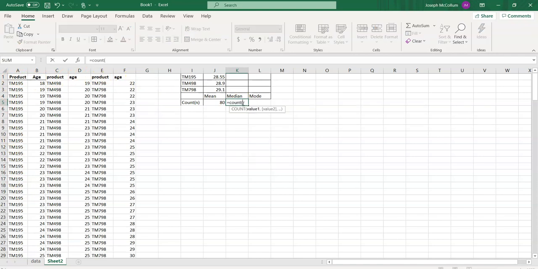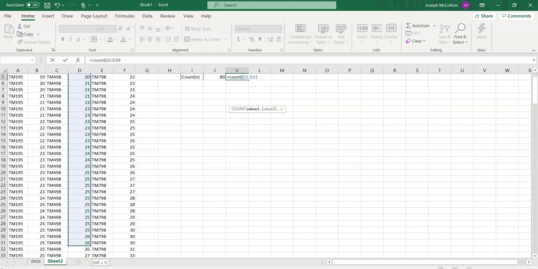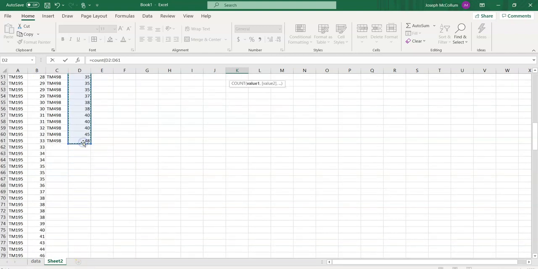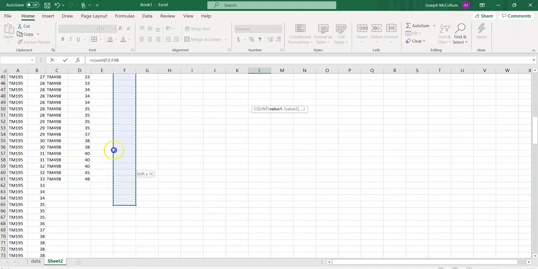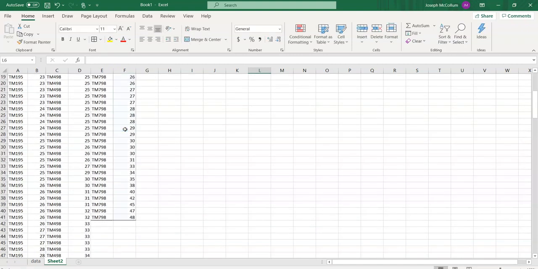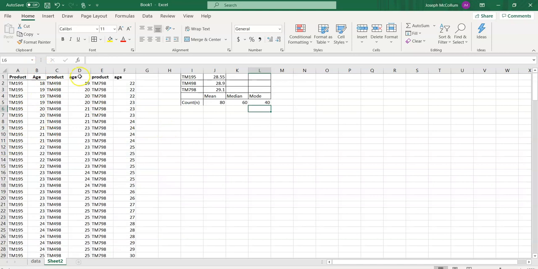Equals count, though. It's good to learn about some of the Excel codes that you can get friendly with and use and really help make your life nice and easy. That is, to count, it just counts up the numbers for you. And in that case, there are 60 of them. In case you were wondering, how many numbers do we have in each of the products? So I can see we have 80 TM195s, 60 498s, and 40 798s.